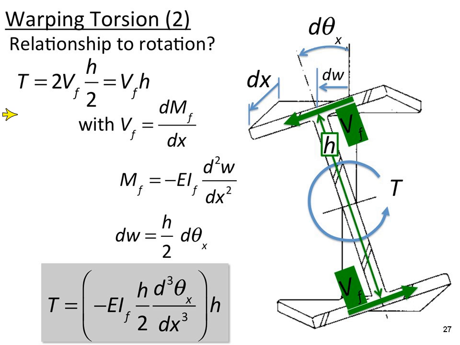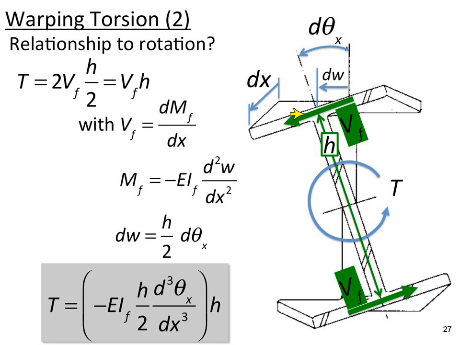So over on the right, what I've done here is I've taken that same shape that we were looking at for St. Venant torsion. It's dx long, and we're going to get a rotation d theta x along its length axis. And I've applied a torque, and let's go to work. So we apply that torque, and that torque can actually be decomposed into a couple of shear forces that are acting in the top and bottom flanges.